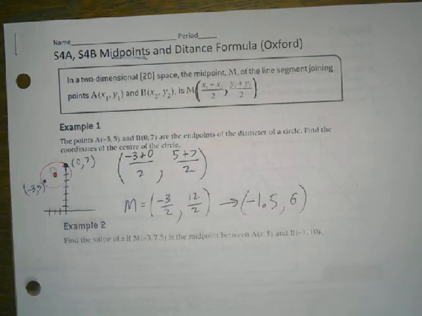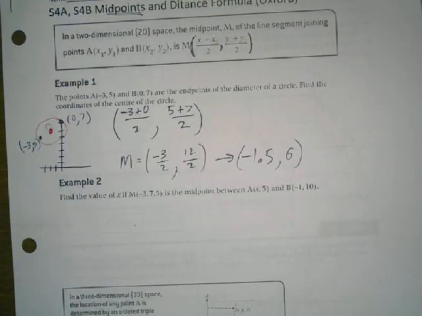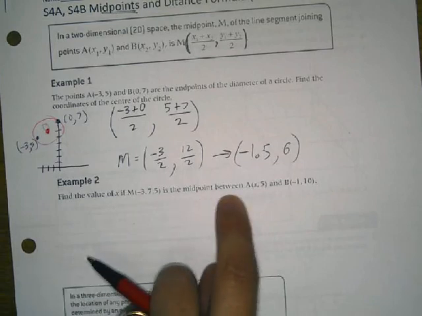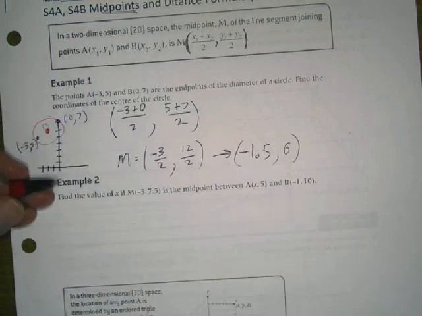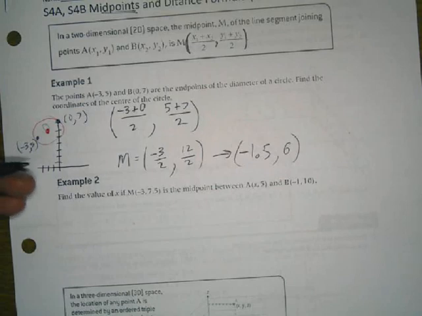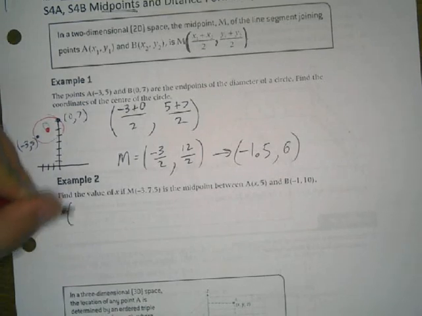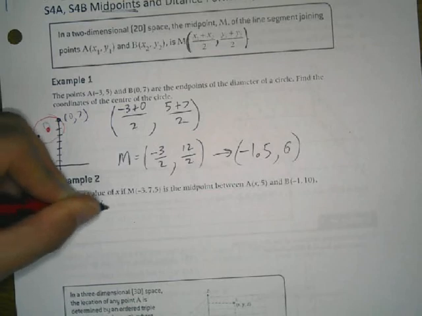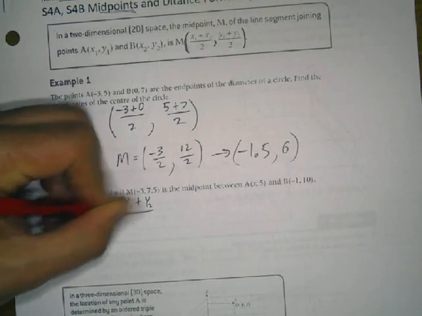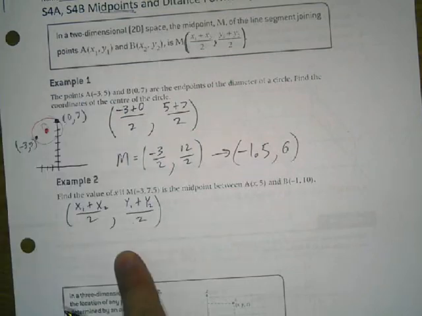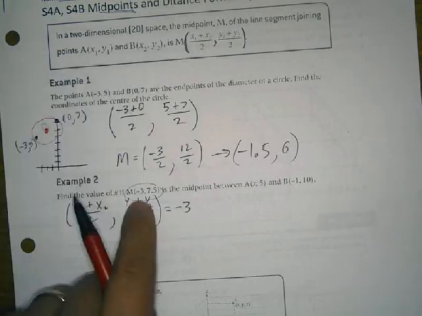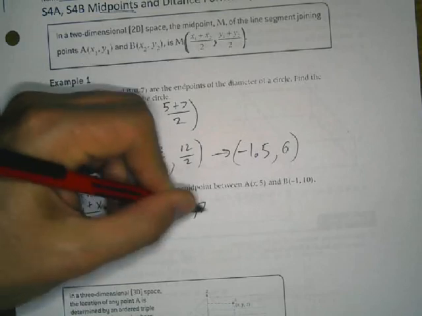Okay, so next problem. They've given you the midpoint, and it's between A and B. So I'm just going to do it algebraically. So we know that x1 plus x2 over 2, y1 plus y2 over 2, right? There's our midpoint, and we know the midpoint is -3, 7.5.